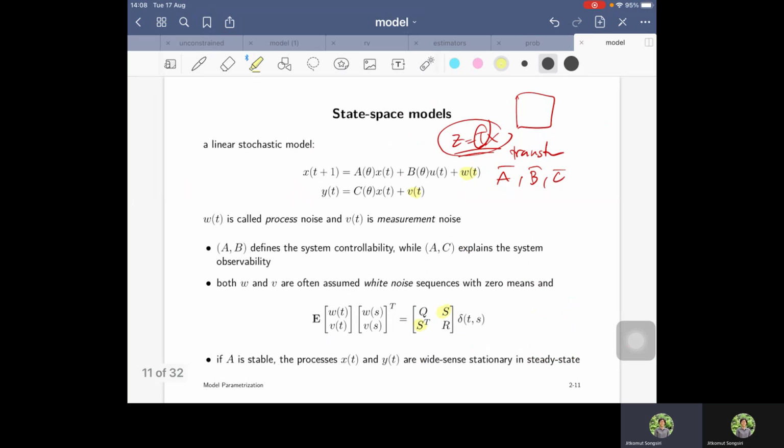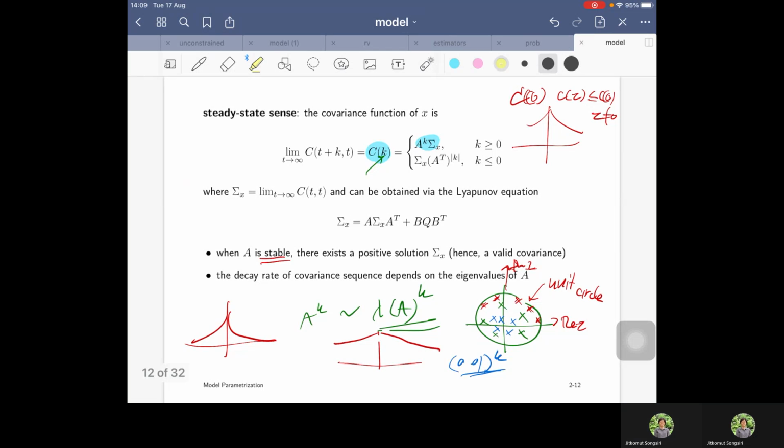If you watch this video clip, it is a nice exercise to generate A, B, C by yourself randomly, but make sure that you generate a matrix A that is stable, and try to simulate the response of x and y. Of course, you randomly generate the noise sequences W and V. You can come up with the noise covariance matrix, compute the covariance function using the software, and see if they behave just like this property.